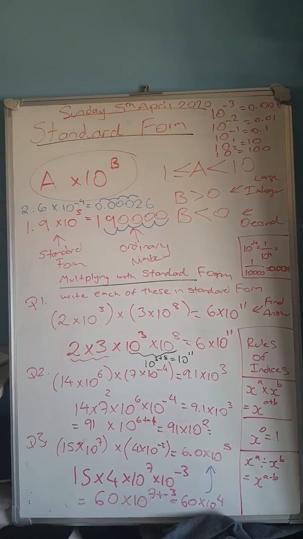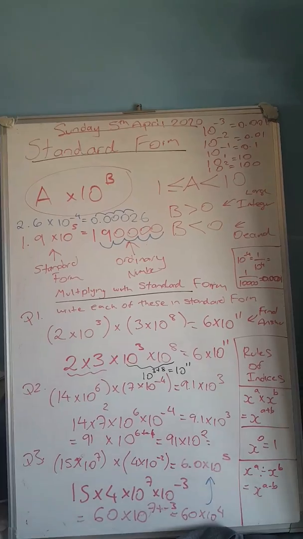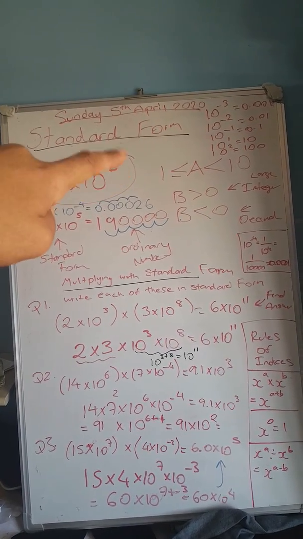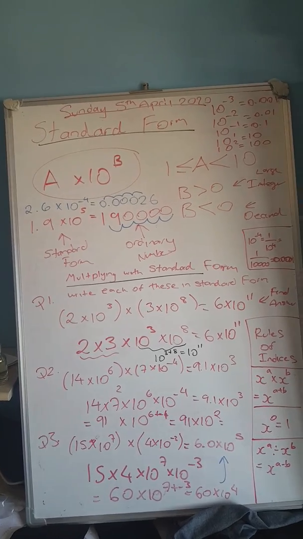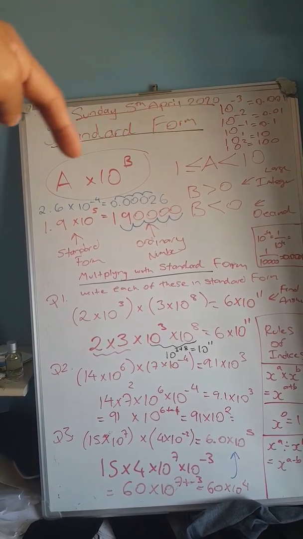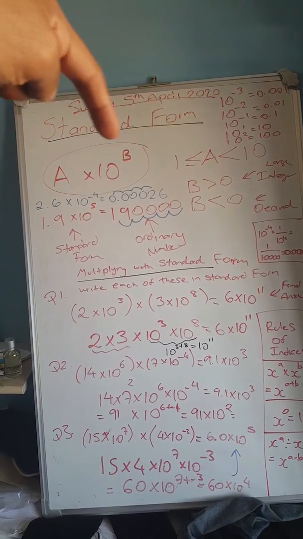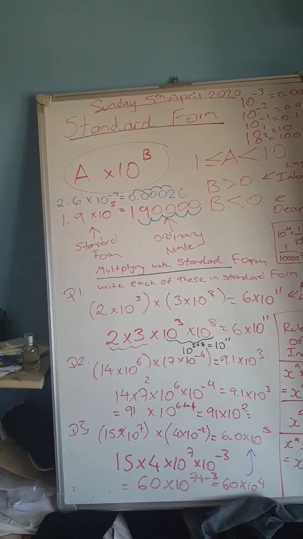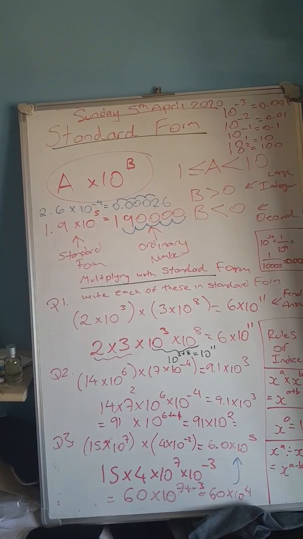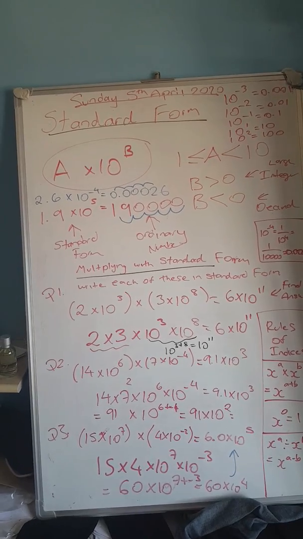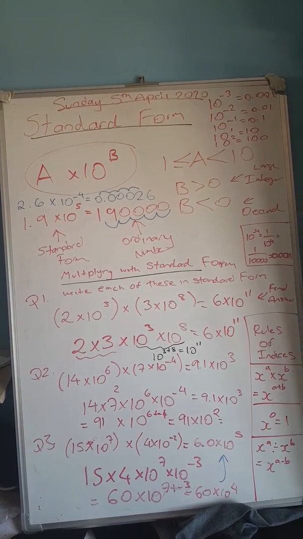Right guys, so from a previous lesson, we deduced that standard form is written in the form a times 10 to the b, where a has to be bigger than or equal to 1 and smaller than 10, and if b is bigger than 0 then it's going to be a big number, and if b is less than 0 then it's a decimal. Okay, and that's all standard form is. That's a little summary of what it is, and writing numbers in standard form.